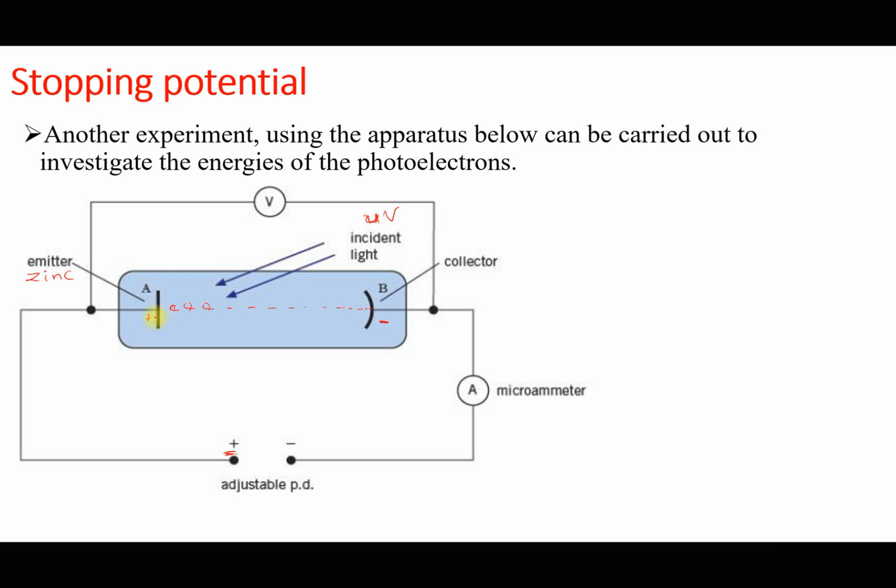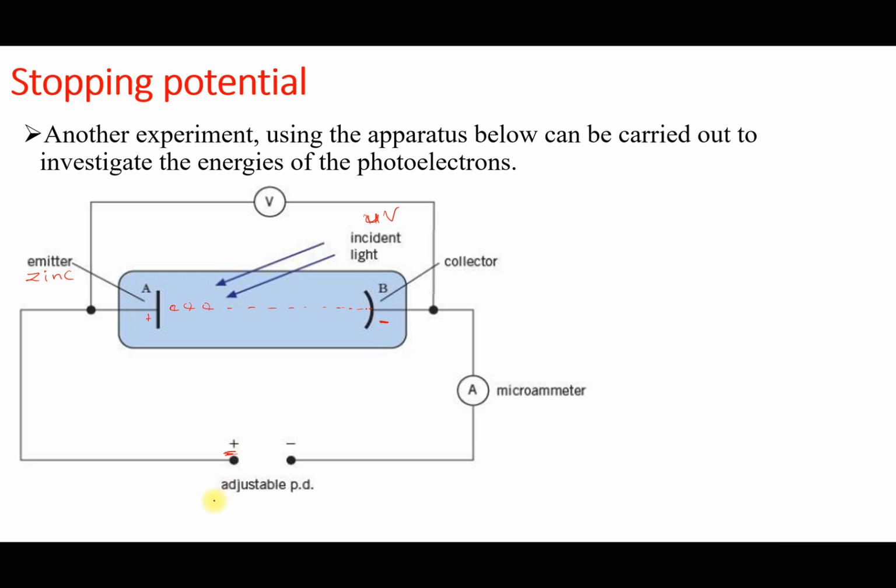They are called photoelectrons because they are ejected as a result of shining light onto the metal surface. Some of the emitted electrons will travel from A to B. And if the electrons travel from A to B, the circuit is going to be complete and the microammeter will register a current. So in other words, a current is going to be registered in the microammeter.